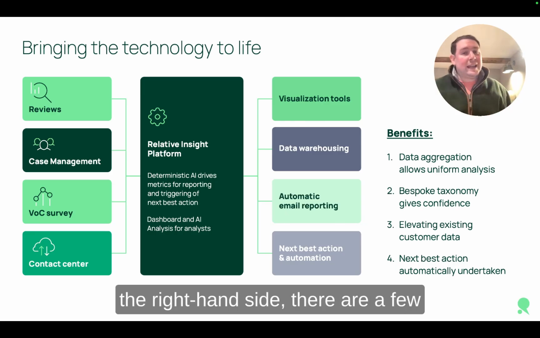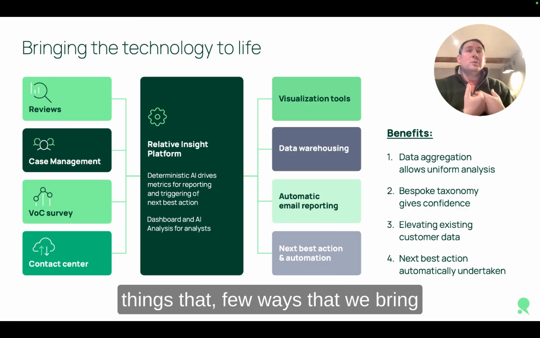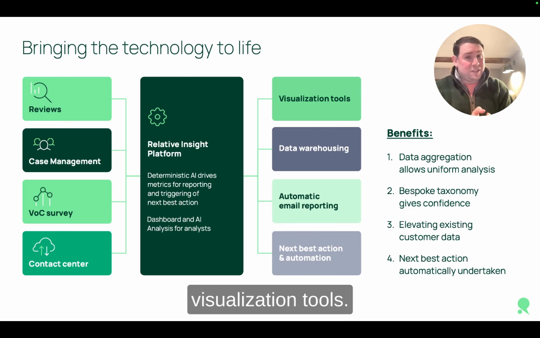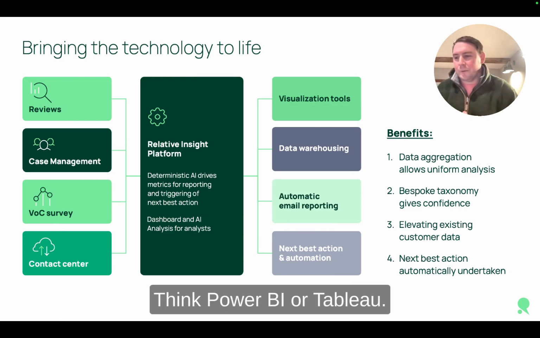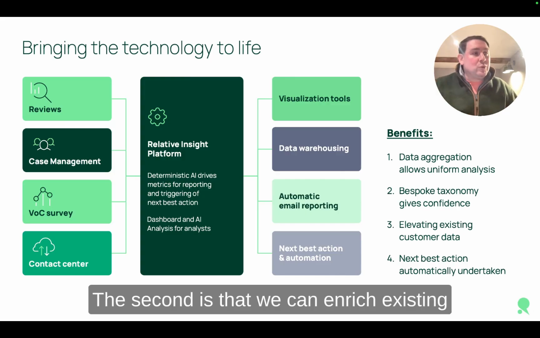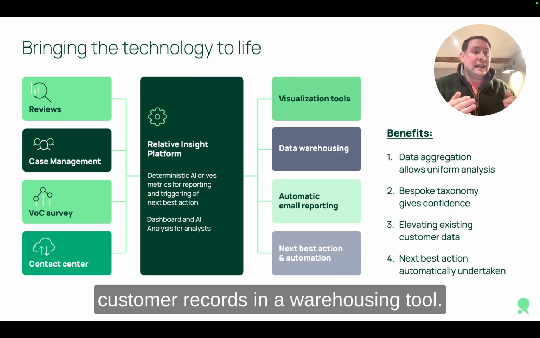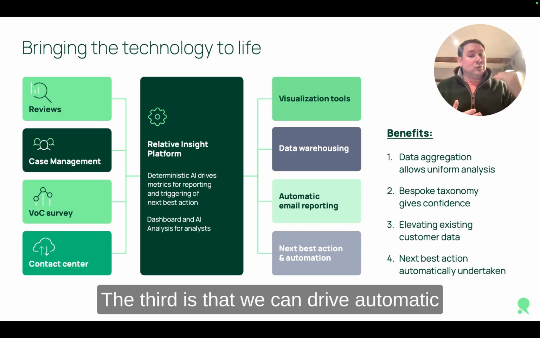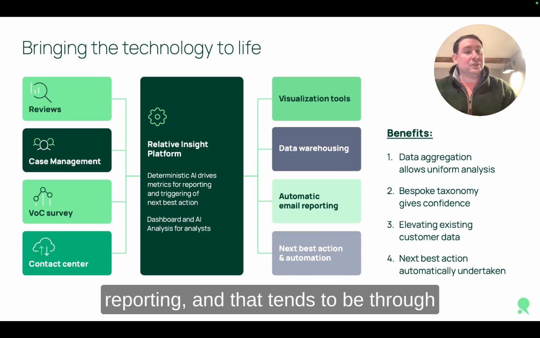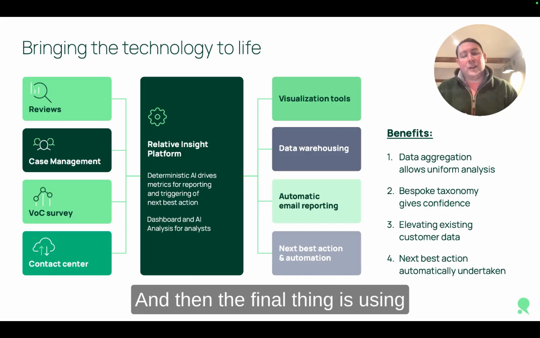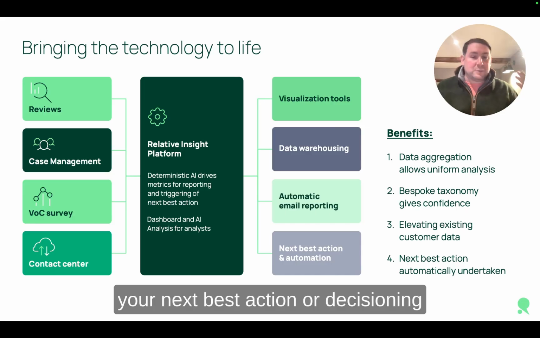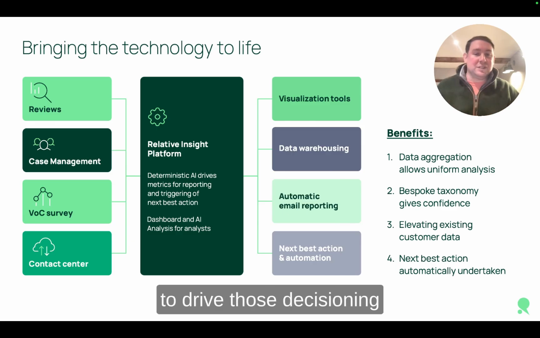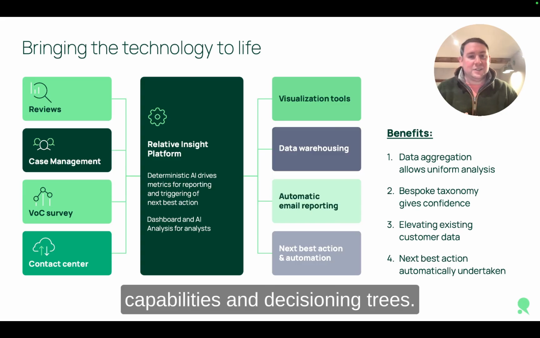So if we think about the way that actually comes to life, once the analysis is run in Relative, over on the right-hand side, there are a few ways that we bring those insights into the world. First is that we use existing visualization tools, think Power BI or Tableau. The second is that we can enrich existing customer records in a warehousing tool, think Snowflake. The third is that we can drive automatic reporting, and that tends to be through email, which is highly impactful. And then the final thing is using your next best action or decisioning capability. We can use these insights to drive those decisioning capabilities and decisioning trees.